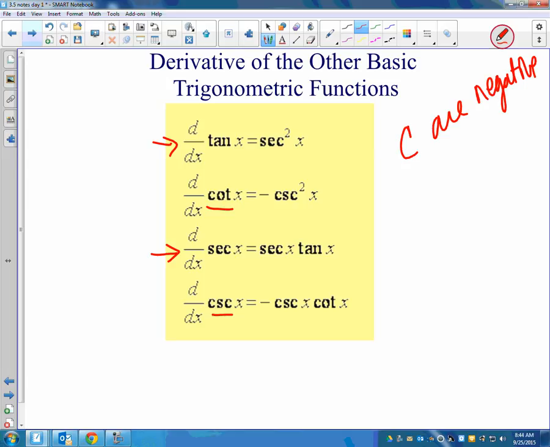Sine and cosine are pretty easy to remember. If you can memorize tangent and secant, and then you remember that cotangent and cosecant are just like that with the co-ones in front of it, that's how I remember them. Honestly, flashcards are really good.